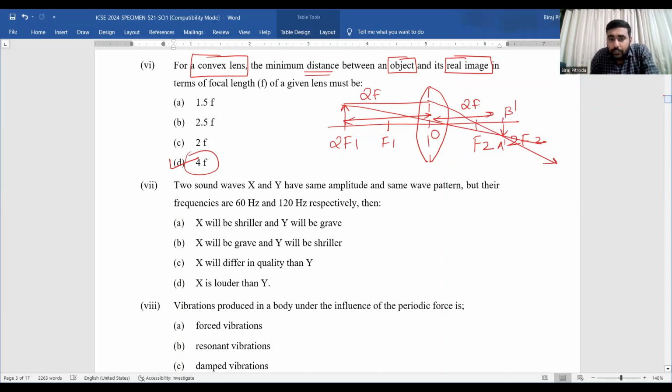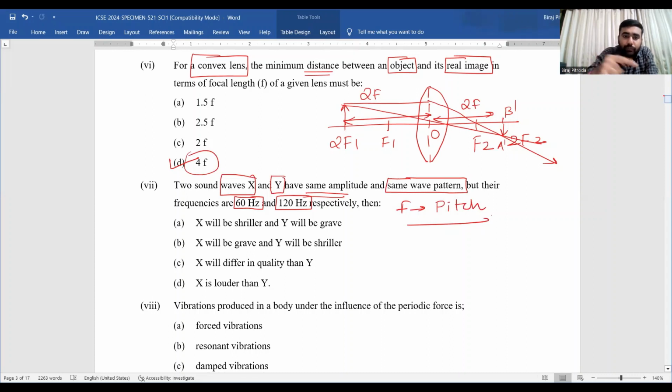The 7th question is, two sound waves X and Y have the same amplitude. That means they will have the same amount of loudness. Same pattern means the quality of the sound is the same. But their frequencies are 60 Hertz and 120 Hertz respectively. Then we need to figure it out. See students, whenever we are talking about frequency, this concept is related to pitch. Very easy and simple. If you see the options, I feel they are also given in the same way. First, try to see what is given to us in C and D.